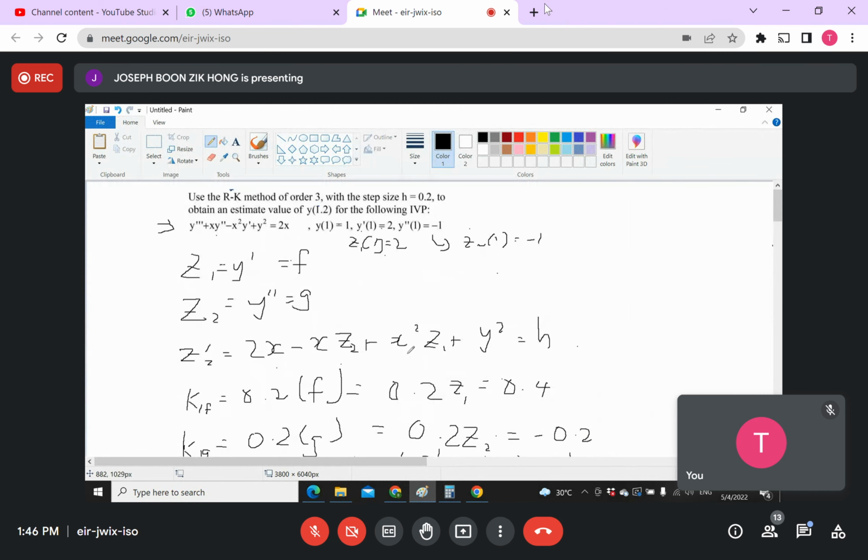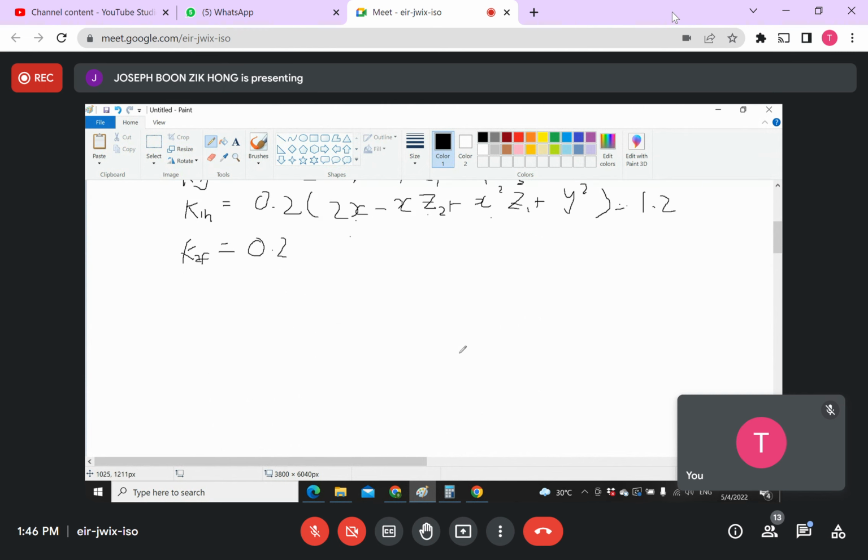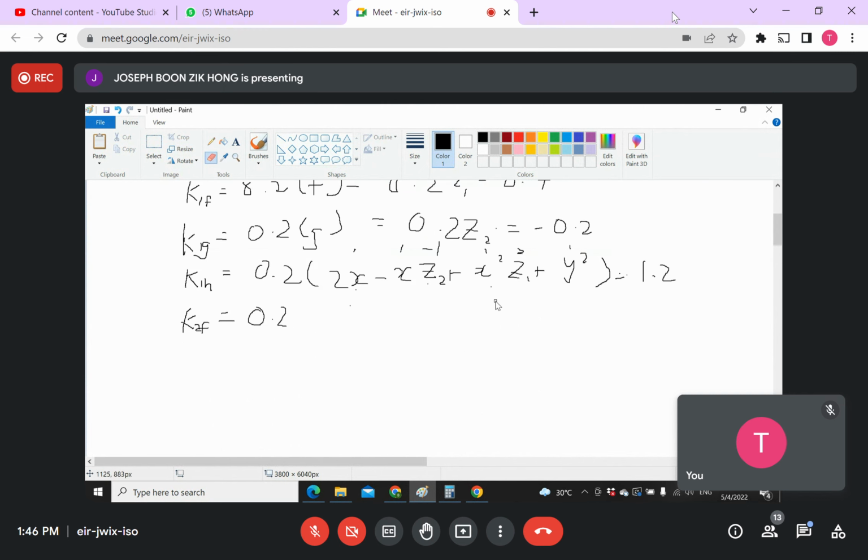Minus 1. Oh, this one should be minus, huh? My mistake. When I move, I make it wrongly. So we calculate again. 2 plus 1 plus 2 minus 1. So should be 4. 4 times 0.2, so it should be 0.8. Sorry, my mistake.